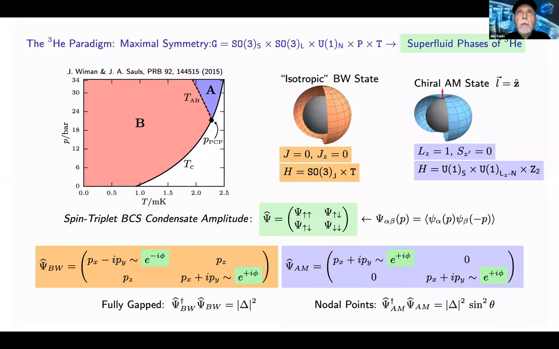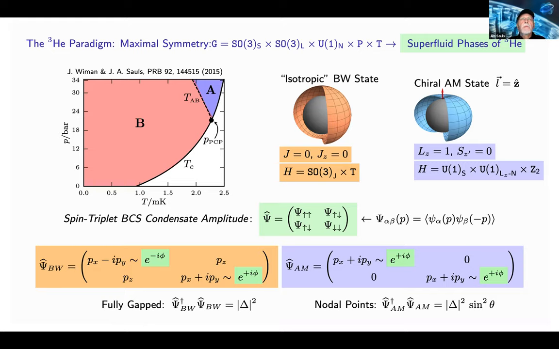A little background for those who are not as familiar with superfluid helium. First, it's a Fermi liquid below about 1 Kelvin, and it undergoes a pairing transition around 2.5 millikelvin. So the region in white in this phase diagram is the normal Fermi liquid.